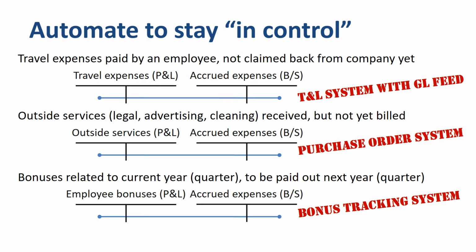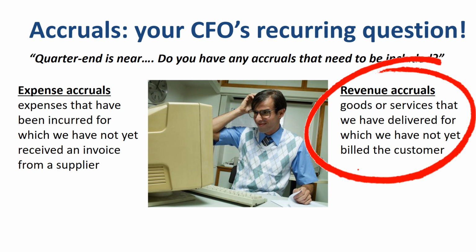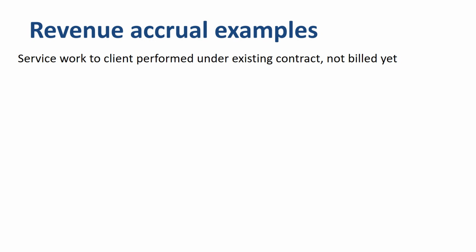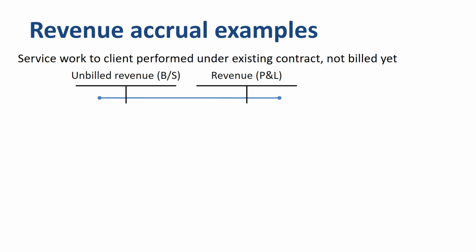The second type of accruals is revenue accruals. Goods or services have been delivered by our company for which we have not yet billed the customer. Two examples. If you are in the service business, you may have performed work to a client under an existing contract for which you have not billed yet by the end of the period. You could record this, assuming revenue recognition criteria are met, by debiting the unbilled revenue asset account on the balance sheet and crediting revenue in the income statement or profit and loss statement.